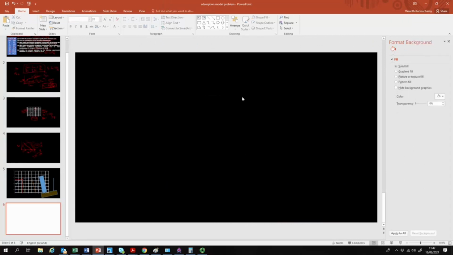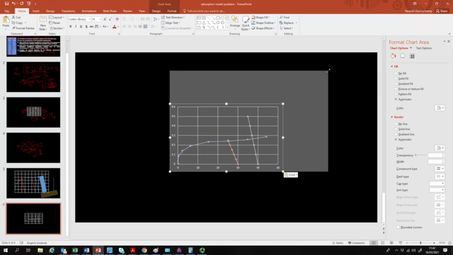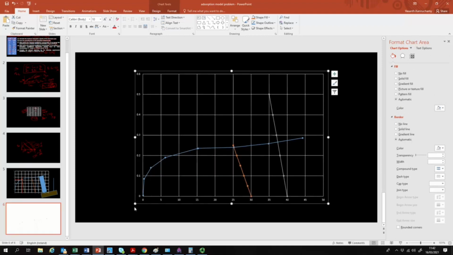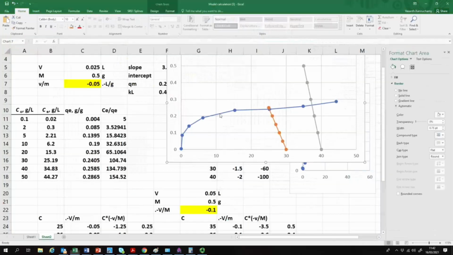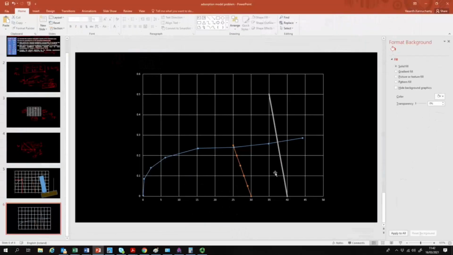Sorry for going a bit slow, but these are design calculations. It will take some time to learn, but it's worth learning these things. So this is your new operating line, and the slope of this line is equal to minus 0.1.